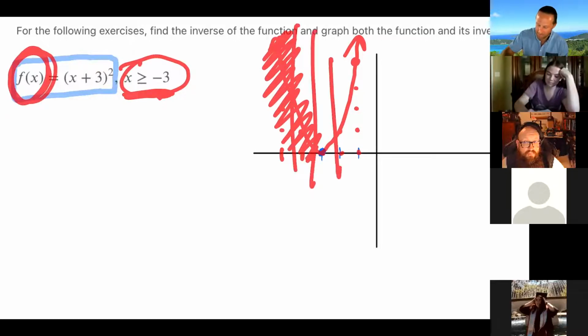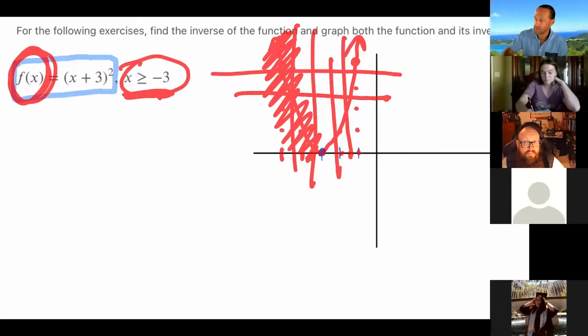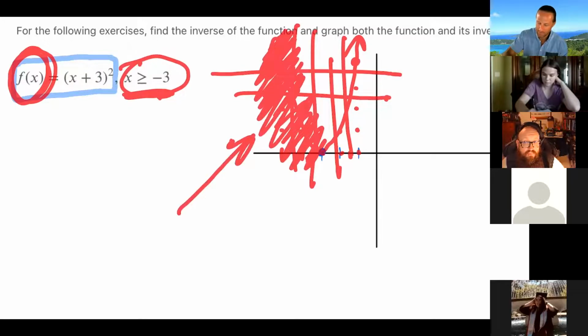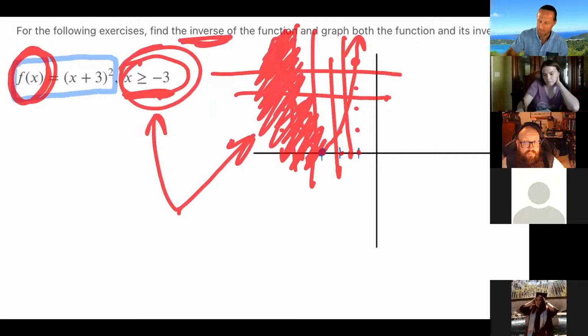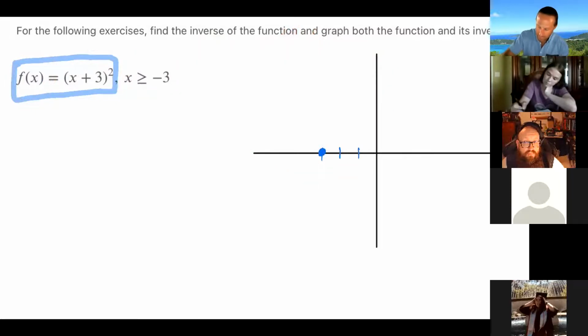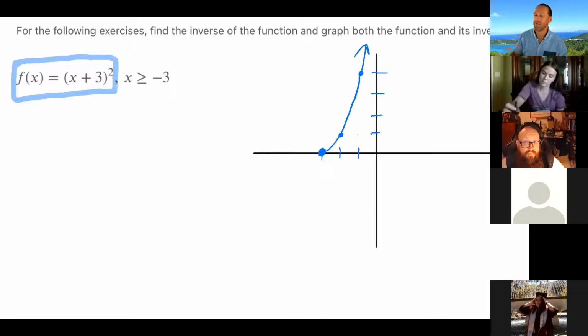It passes the vertical line test. But like Jenny said, it would not have passed the horizontal line test unless they got rid of that other half like they did. Okay, so that's why the stipulation is there, so that we can find the inverse. Right? So I'm going to build this real quick. Over 1, up 1, over 2, up 1, 2, 3, 4, and so on. Now, can I draw the inverse function without even finding the inverse?